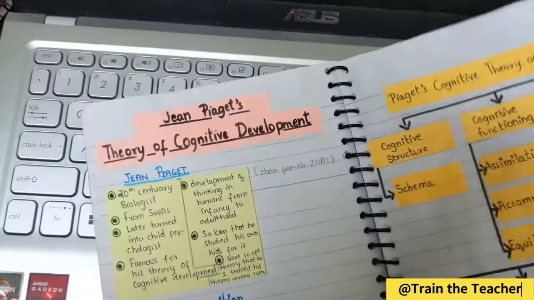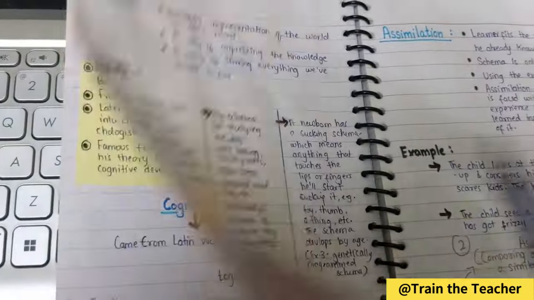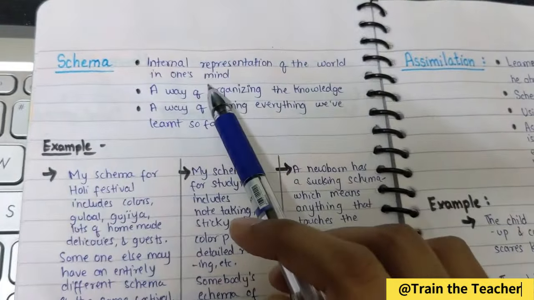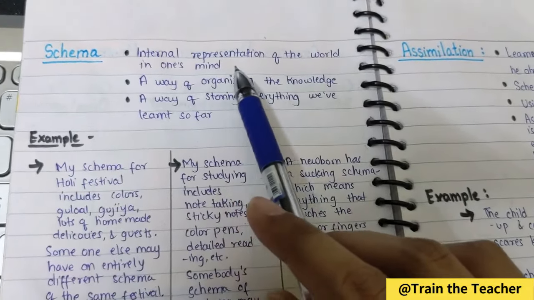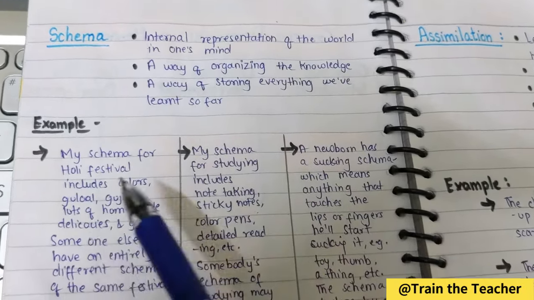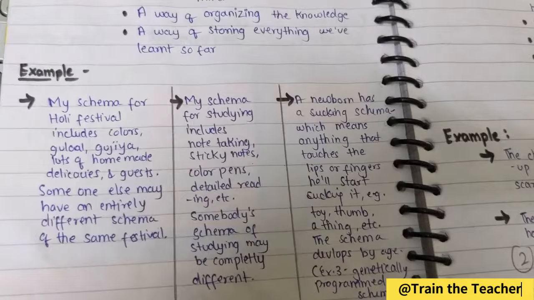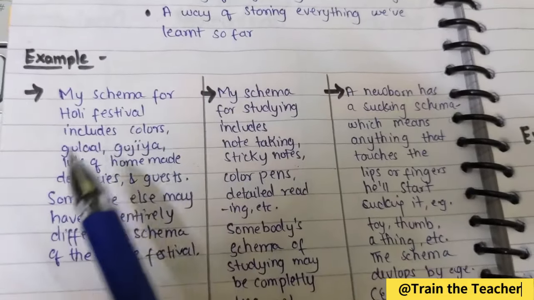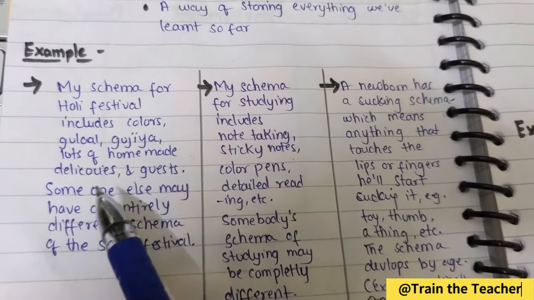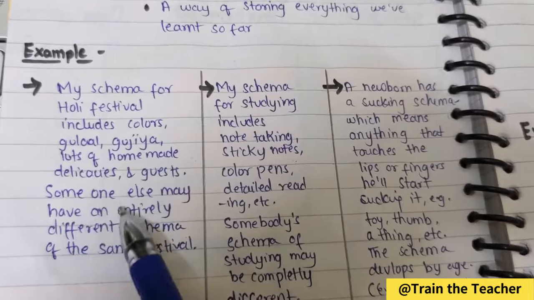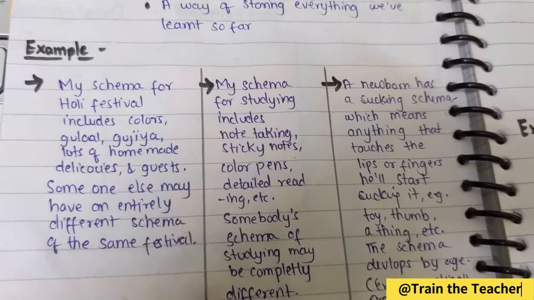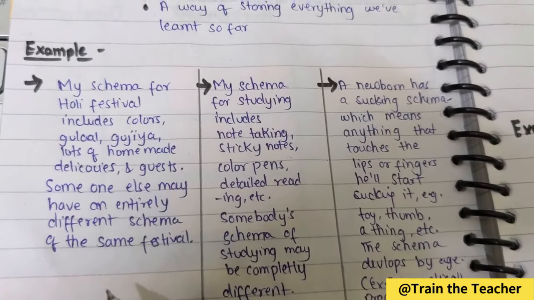All right, we'll move further, everybody, and let's understand what a schema is. The first element under cognitive structure is schema. Schema is the internal representation of the world in one's mind, a way of organizing knowledge and a way of storing everything we've learned so far. I'll give you a very good example. For example, my schema for a holy festival includes colors, gujia, gulal, lots of homemade delicacies and guests. But someone else's schema of the same festival may have entirely different things in it.